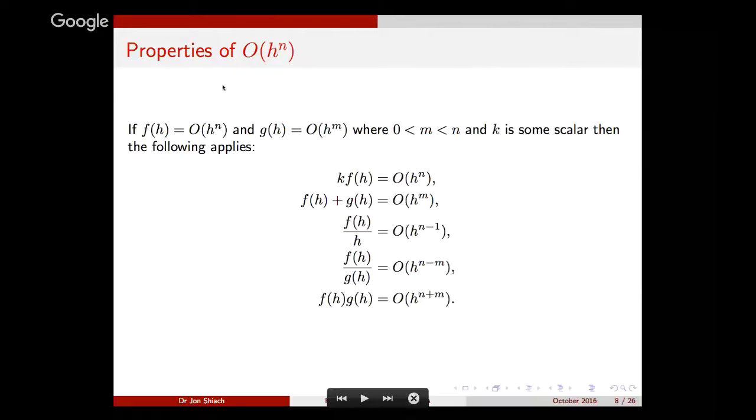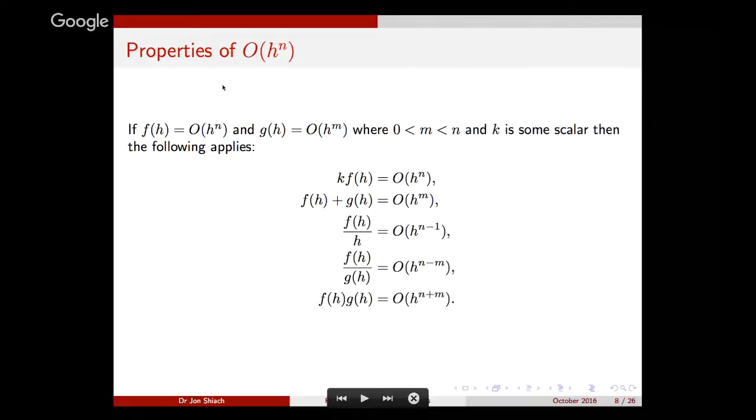Okay, if we had two functions, f and g, and f is big O h to the n, and g is big O h to the m, and m is less than n, then we use the smaller of the two. So if you were to take a second order method and add it on to a first order method, your combined method would be first order. You take the worst case scenario.